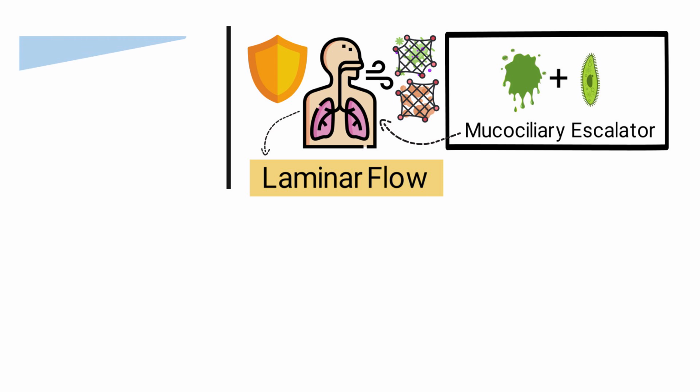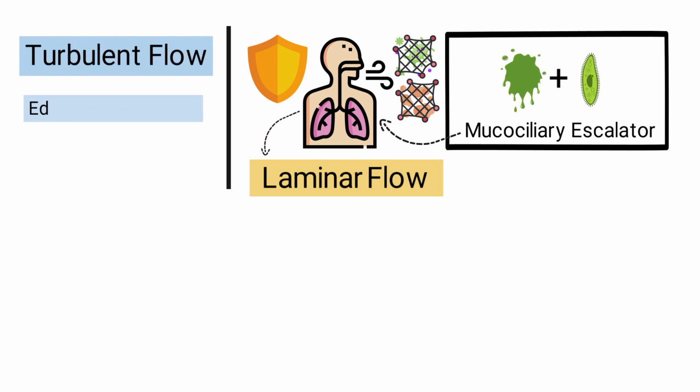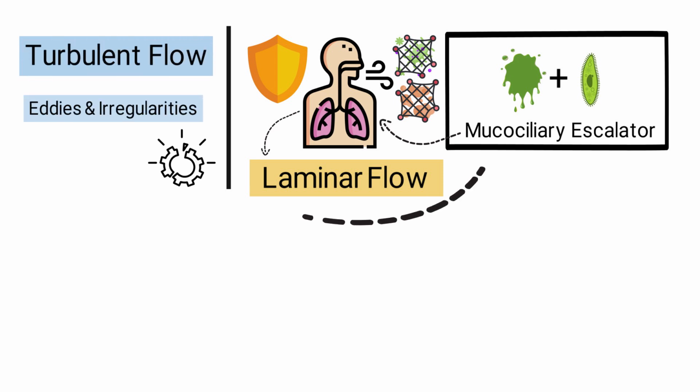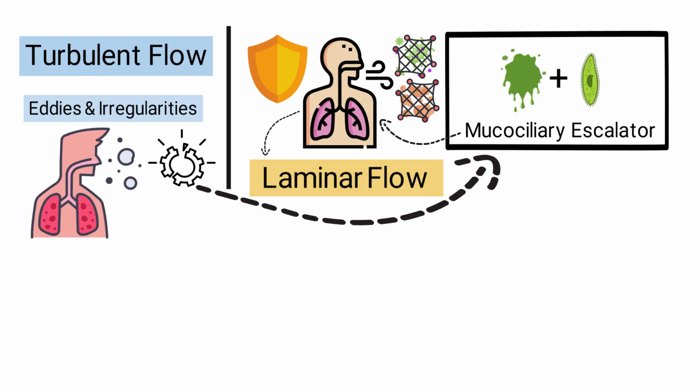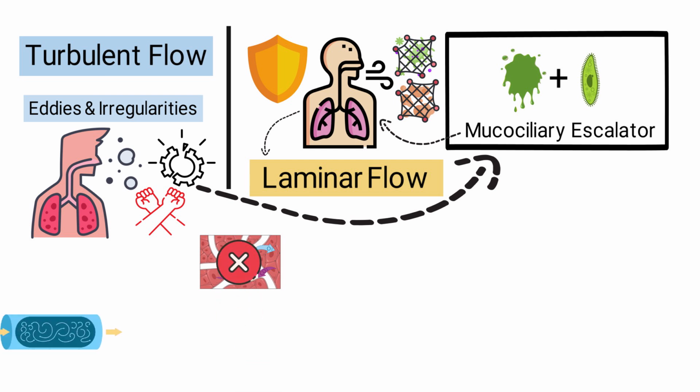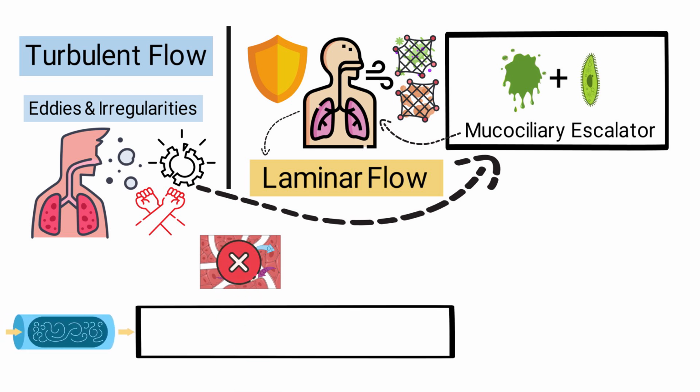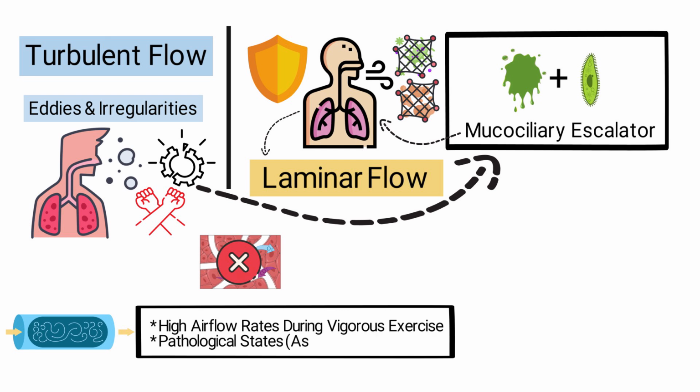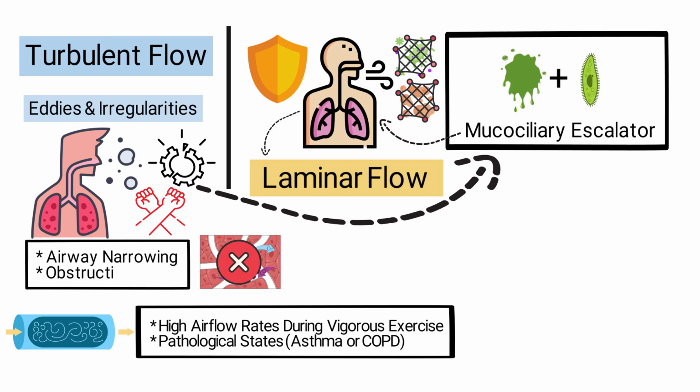In contrast, turbulent flow, which is characterized by eddies and irregularities, can disrupt these processes. It can lead to uneven distribution of air in the lungs, increased resistance, and impaired gas exchange. Turbulent flow can occur under certain conditions, such as high airflow rates during vigorous exercise or in pathological states like asthma or COPD, where airway narrowing and obstruction promote turbulence.